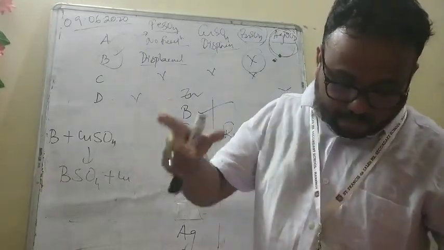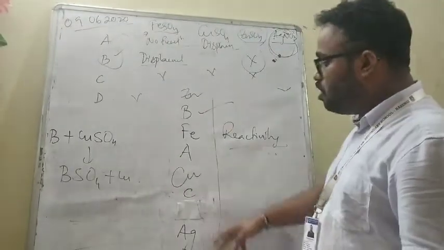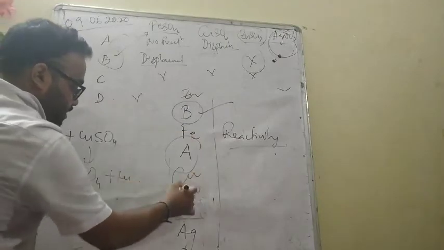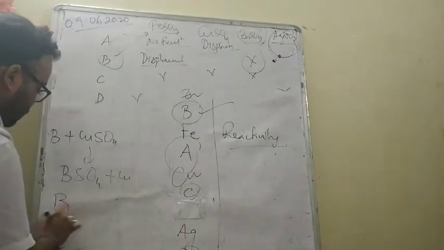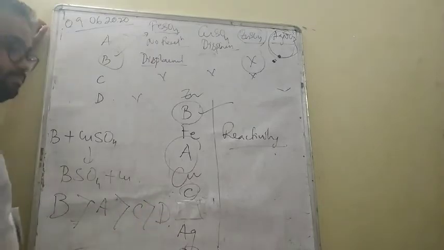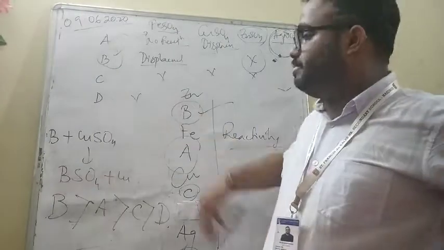Arrange the metals A, B, C, D in order of decreasing reactivity. So first B, then A, then C, then D. So this is the answer to the question.